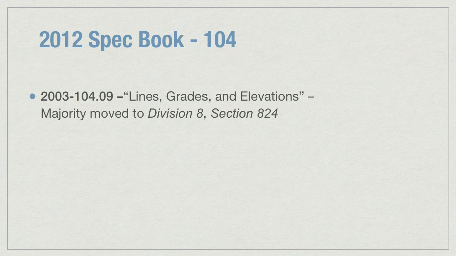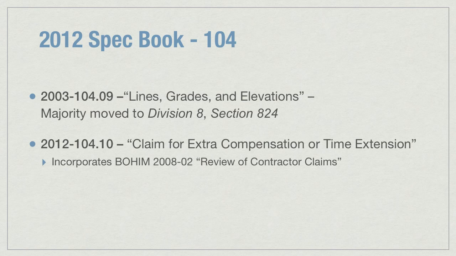The majority of 2003 subsection 104.09, lines, grades, and elevations, has been moved to new 2012 Division 8, Section 824. Subsection 104.10, claims for extra compensation or time extension, has incorporated the requirements of Bureau of Highways Instructional Memorandum 2008-02, Review of Contractor Claims.